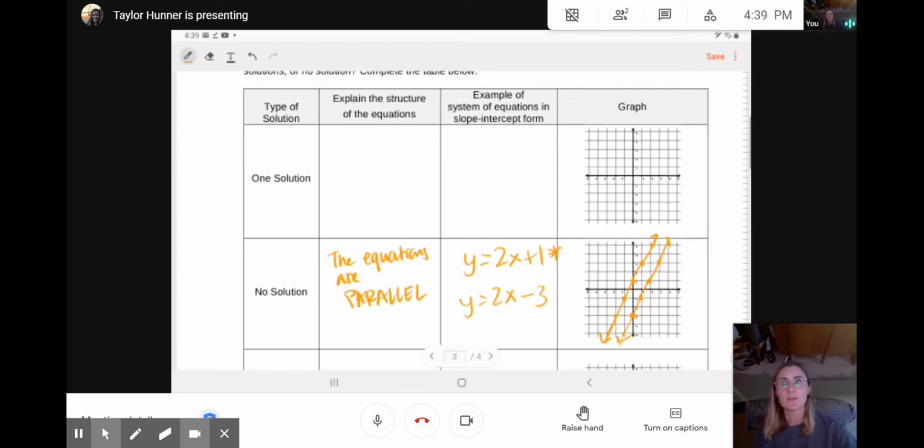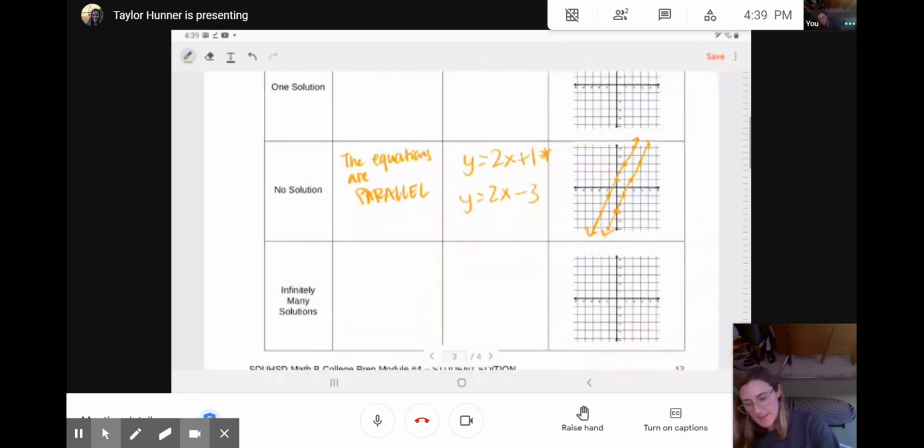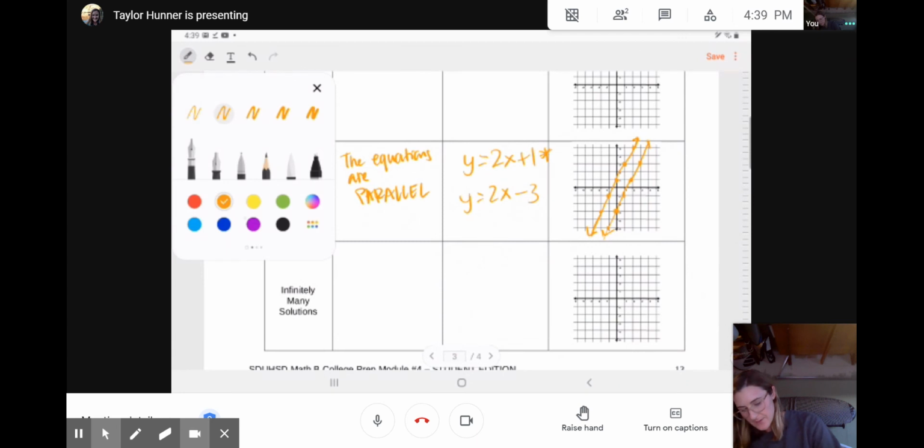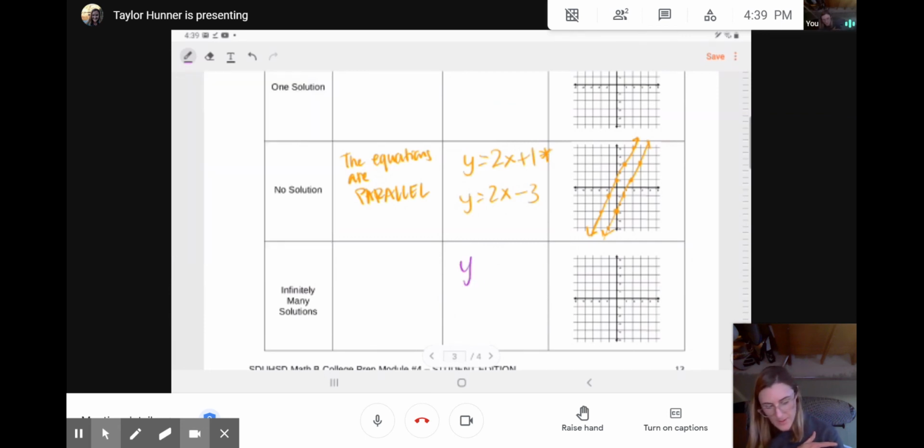Infinitely many solutions. So it actually asks us for an example of a system of equations in slope-intercept form. The only time I have infinitely many solutions is when I have the same exact line. And you're usually not going to see them both written in slope-intercept form, but just for the sake of this, let's pretend I have y equals x plus 2. The other line would have to be y equals x plus 2.